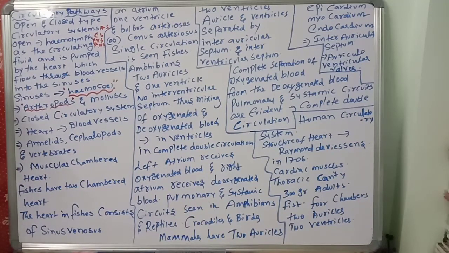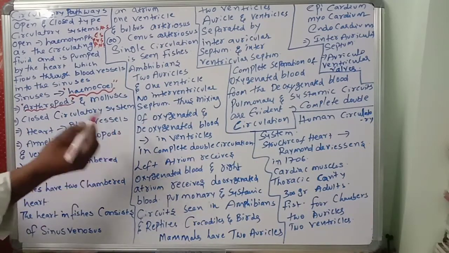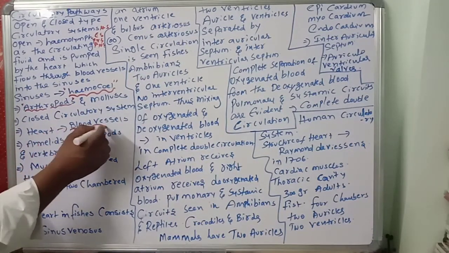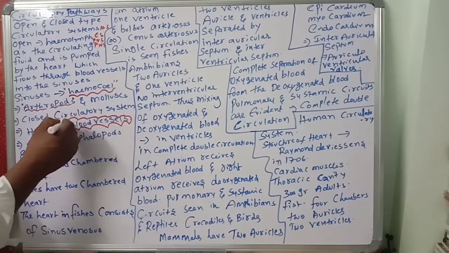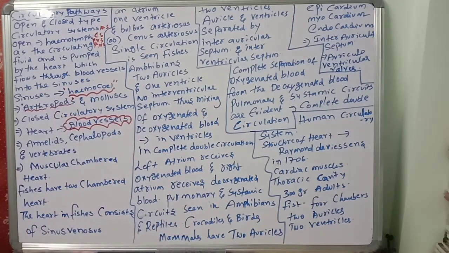Come to the next one, the closed circulatory system. The blood is pumped by the heart and flows through the blood vessels. Blood is pumped by the heart and flows in which one? The blood vessels. This is another important point. Closed circulatory system means the blood flows in the blood vessels like arteries and veins and is pumped by the heart.